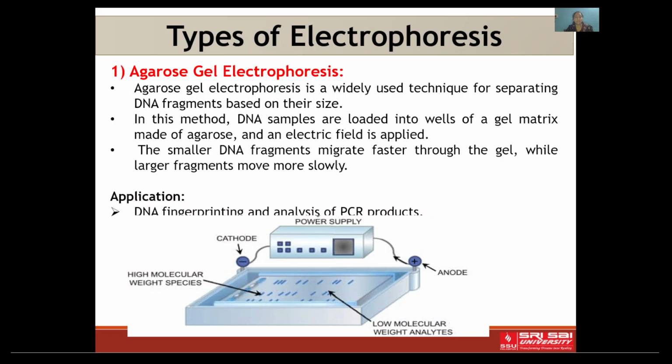The first type is agarose gel electrophoresis. Agarose gel electrophoresis is a widely used technique for separating DNA fragments based on their size. In this method, DNA samples are loaded into wells of a gel matrix made of agarose. An electric field is applied. The smaller DNA fragments migrate faster through the gel while the larger fragments move slowly. Applications: it is widely used in DNA fingerprinting and analysis of PCR products.